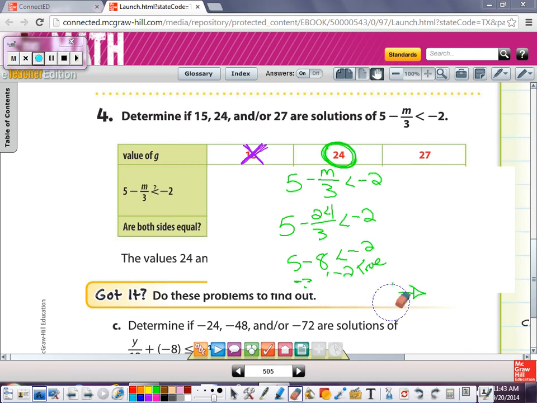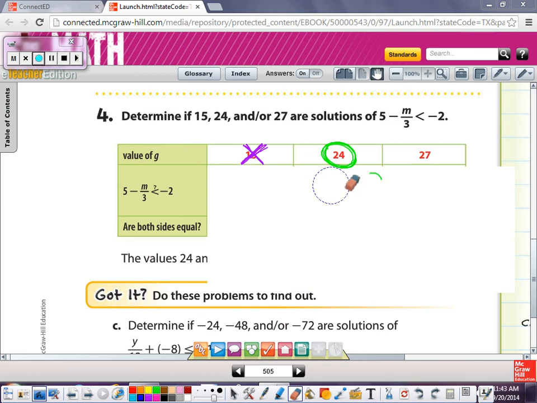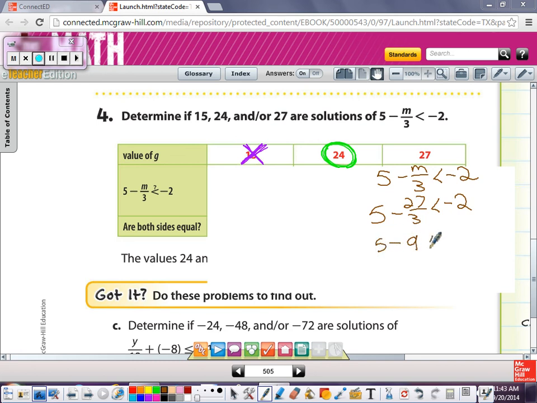Now let's do our last value. And for this one, I'll switch it up a bit. We begin with our equation once again: 5 minus m divided by 3 is less than negative 2. Substitute the m for 27: 27 divided by 3 is less than negative 2. Following PEMDAS, 27 divided by 3 is 9. 5 minus 9 is a negative 4.